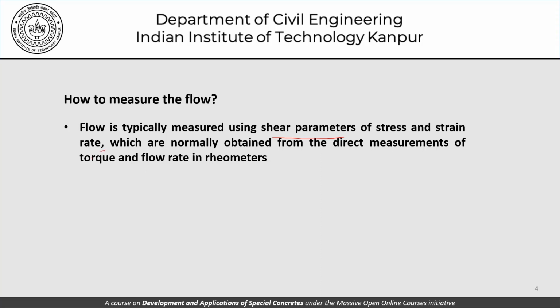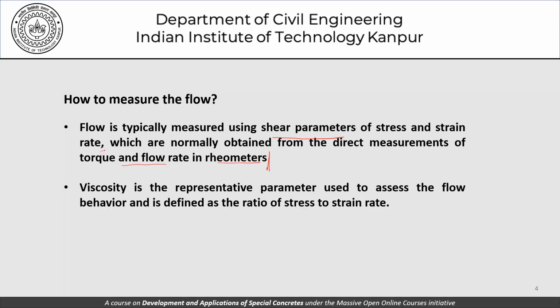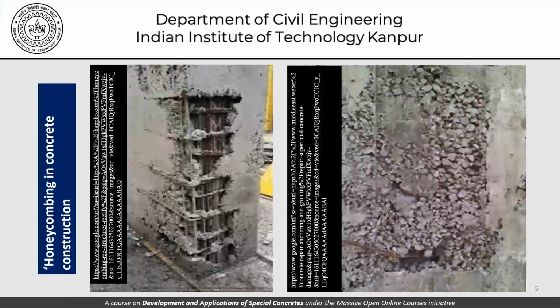Which are normally obtained from the direct measurements of torque and flow rate in rheometers. So a rheometer is the device that we commonly use in this branch of science, rheology. Viscosity is the representative parameter used to assess the flow behavior and is defined as the ratio of the stress to the strain rate. So it's not the stress to strain, but the ratio of stress to the strain rate. That is how we are trying to define viscosity in the context of our discussion today.